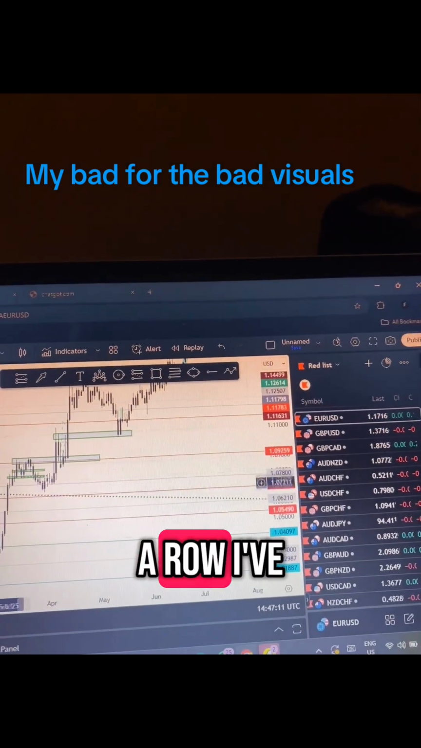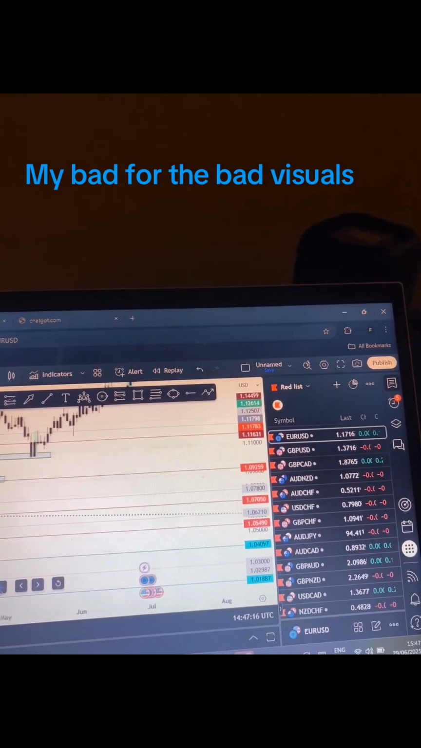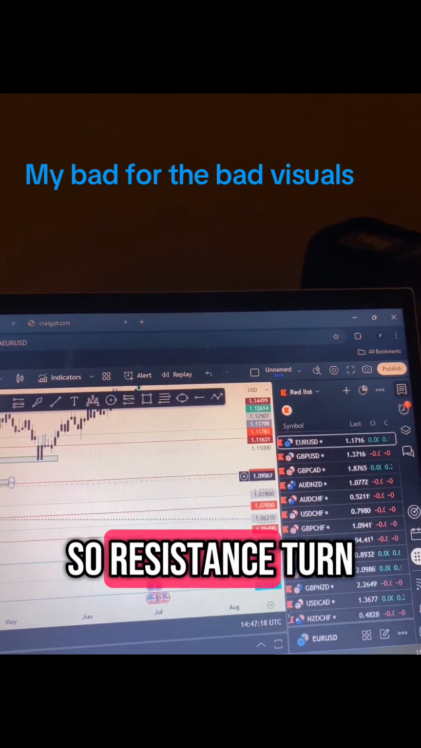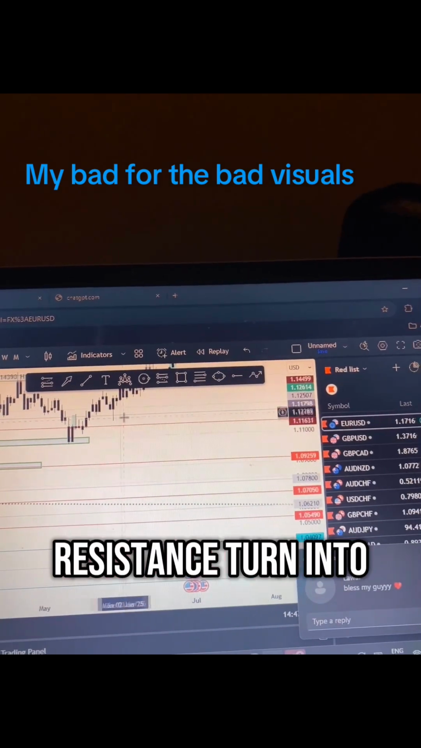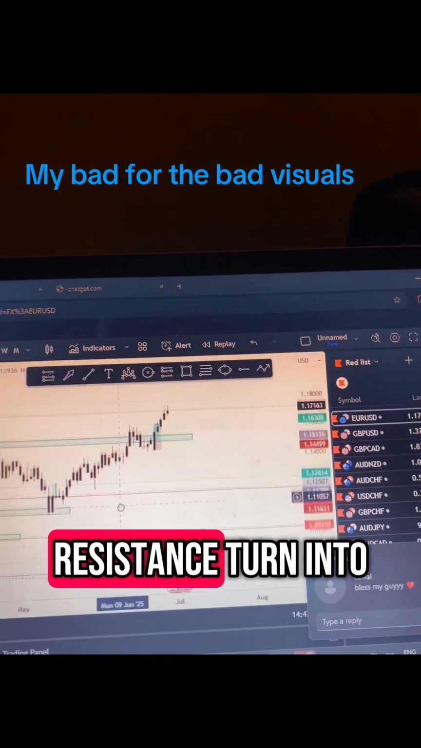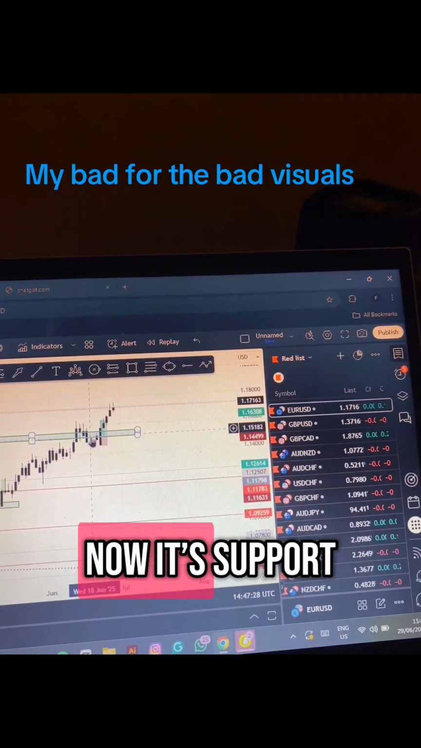Three times in a row, we've noticed that price has done support and resistance. So resistance turning to support, resistance turning to support, resistance turning to support. So what happened here again? The resistance broke, now support.